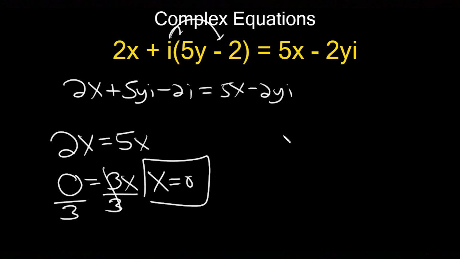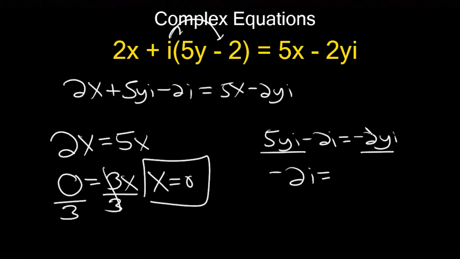So setting up our next equation, we're going to have 5yi and then minus 2i and then equal to negative 2yi. Okay. So from here, I can see that I have like terms here and here. I'm going to go ahead and move over this positive 5yi. That will be negative 2yi minus 5yi, right? So rewriting it, you get negative 2i equal to, and then when I combine these like terms, negative 2yi minus 5yi, that will give you negative 7yi, right? So I get negative 2i equal to negative 7yi, okay?